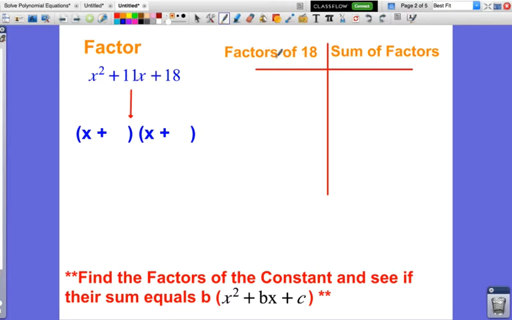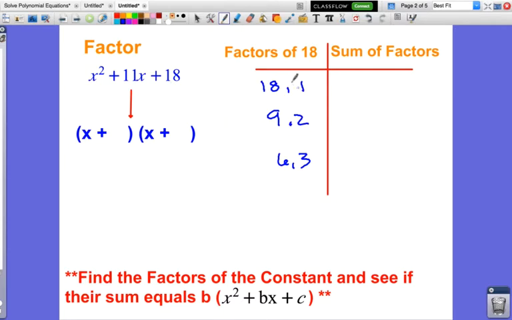So first I want to list all my factors of 18. Well, I know I can do 18 and 1. Those are factors because 18 times 1. I can do 9 and 2. I can do 6 and 3. Those are all the factors of 18, combinations that I can multiply to make 18. So all these would work because if I multiply 18 times 1, I'll get 18. 9 times 2, I'll get 18. 6 times 3, I'll get 18.